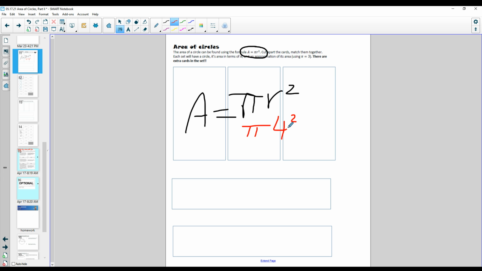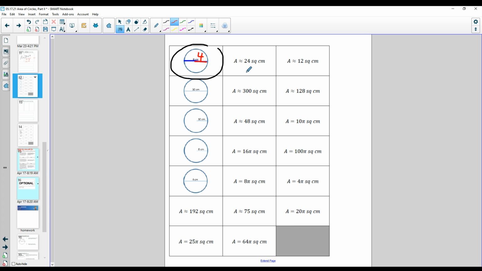How do you say this as a multiplication problem? 4 times 4, which is 16. 16 pi. So let's go through the choices. Which one shows 16 pi? 16 pi. This goes right here. Now, can I replace the pi with maybe 3 to have an estimated answer?